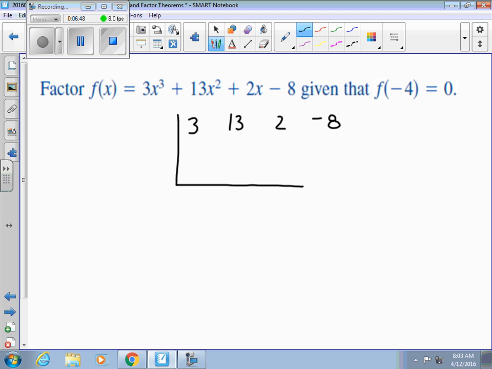Then you have to decide, what do you divide by? It says f of negative 4. That's what you're going to divide by right there, negative 4. So from there, remember, this number goes straight down. It doesn't change. It's 3. That multiplies times negative 4 and gets negative 12. Combine those, you get 1. Continue doing that for a minute and see if you can get to the next step by yourself.